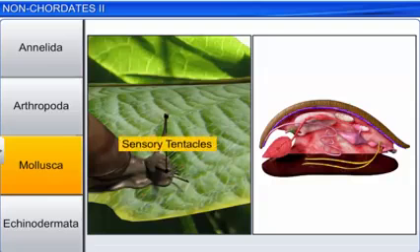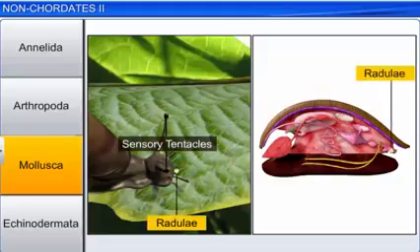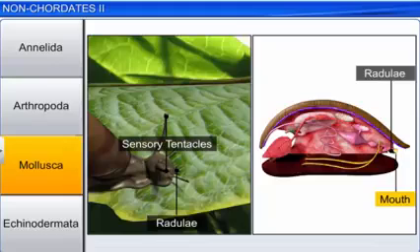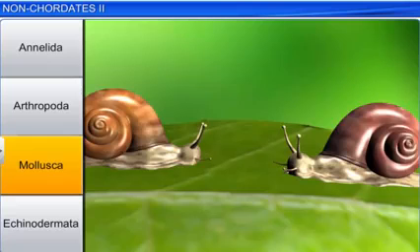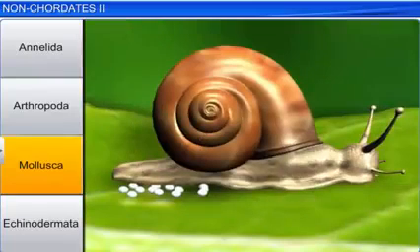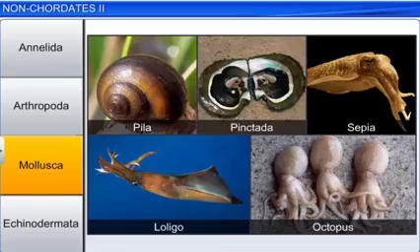The sensory tentacles on the head region are used for locating prey, while the radulae in the mouth are used for feeding. In mollusks, the sexes are separate, and they are oviparous and exhibit indirect development. Pila, Pinctada, Sepia, Loligo, and octopus are some common mollusks.